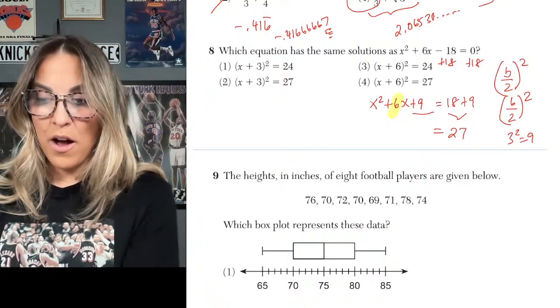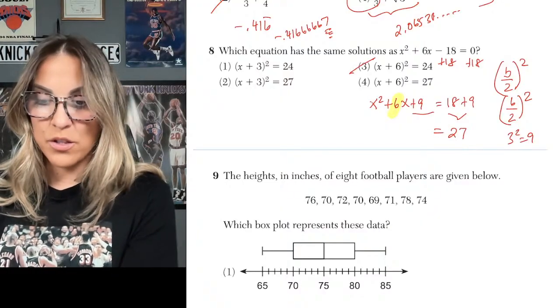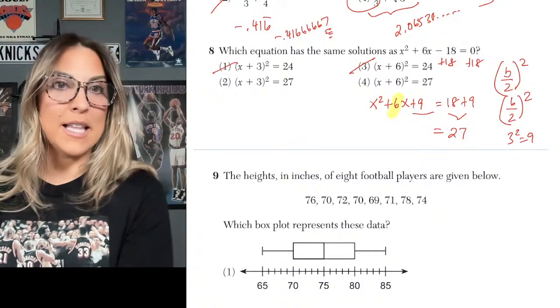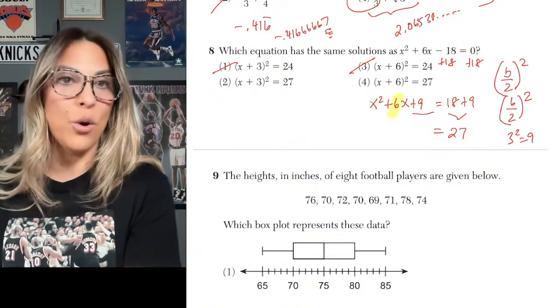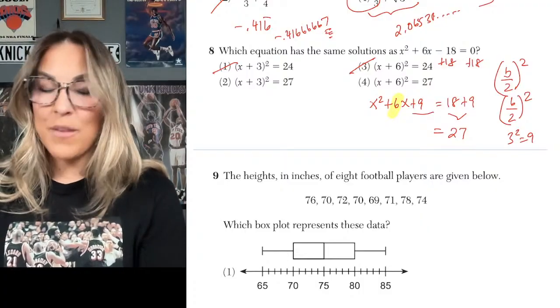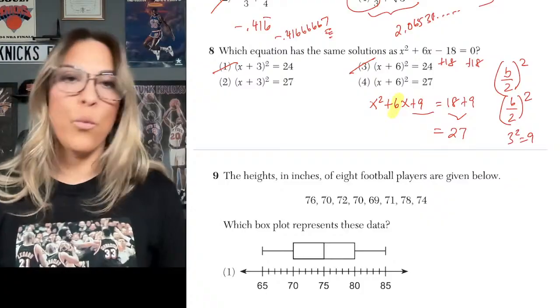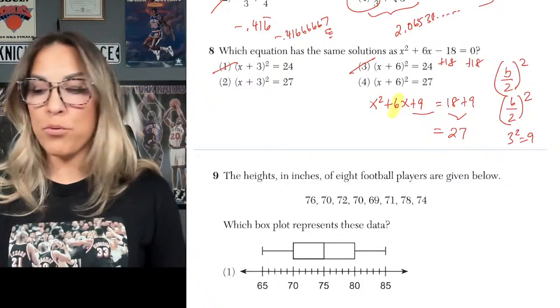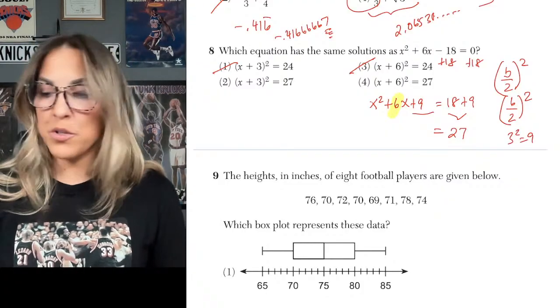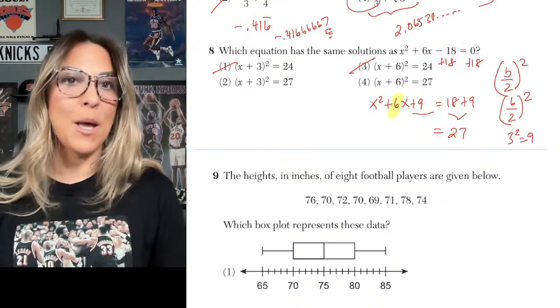And before I even move on, I'm going to go ahead and cross out answer choice 3 and answer choice 1 because they have 24 on the right side, so I already know those are incorrect, all right? Now on the left side, we have to factor this. So just like number 1, we would factor this by doing product and sum. So we're looking for two numbers whose product is 9 and sum is 6.